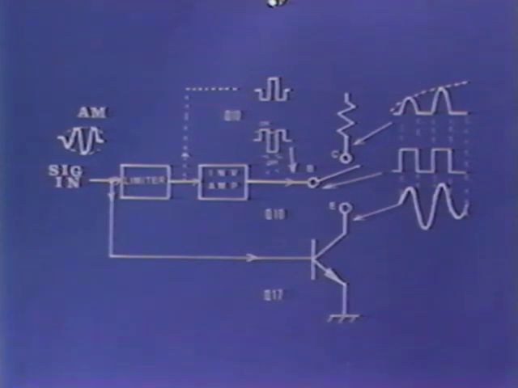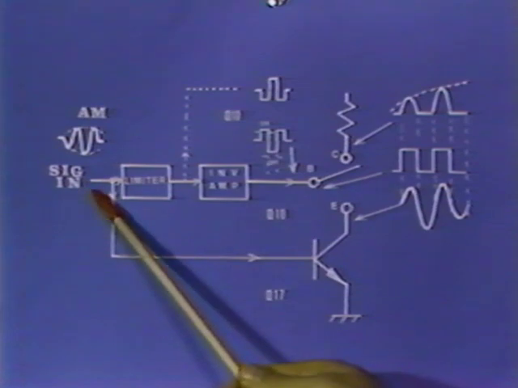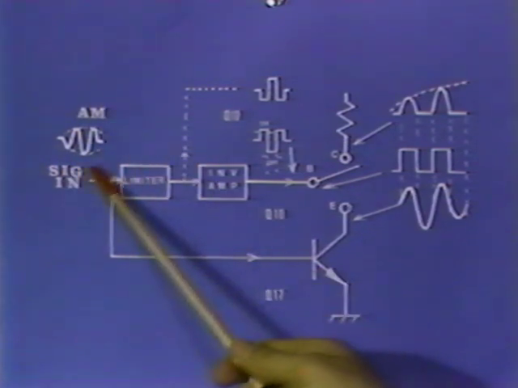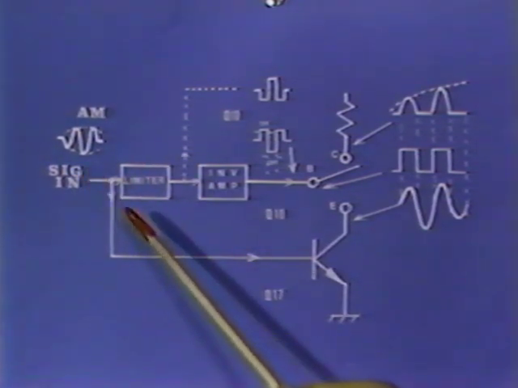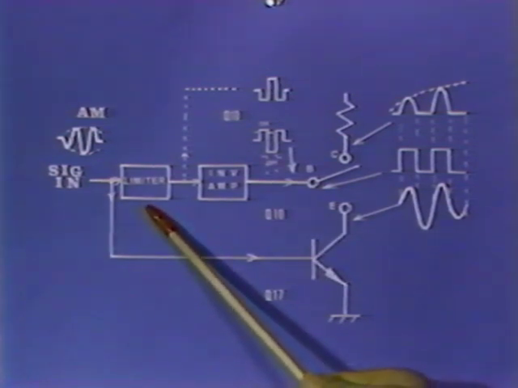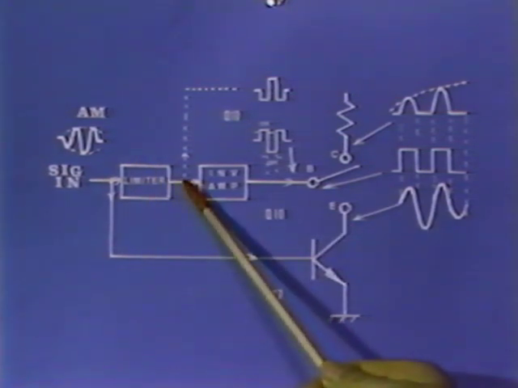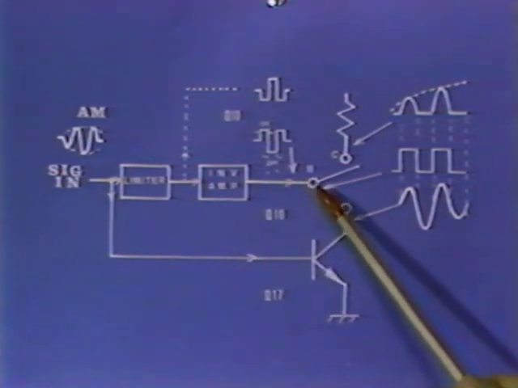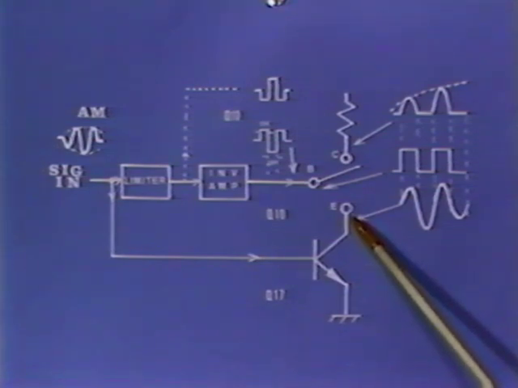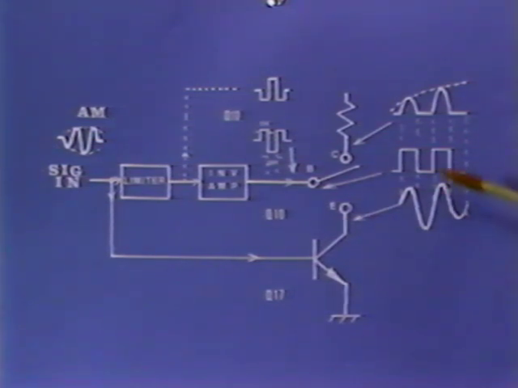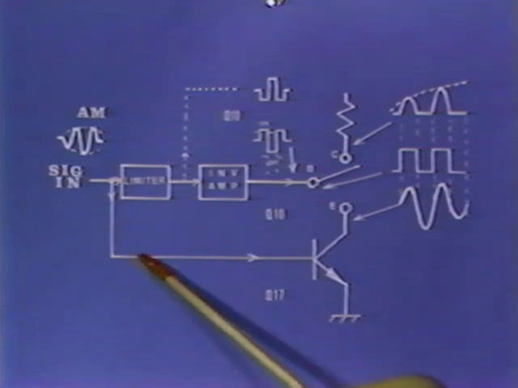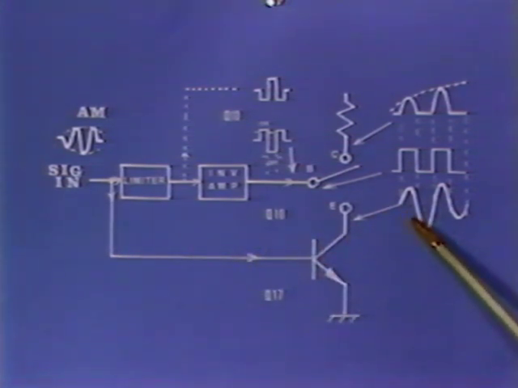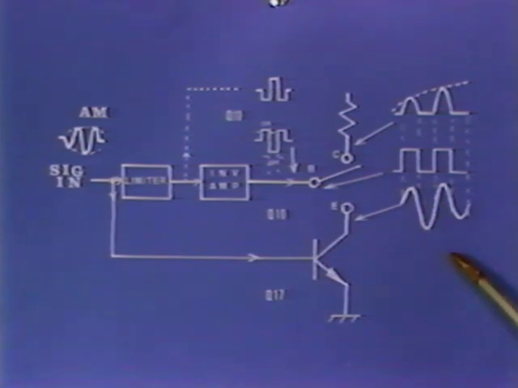This figure illustrates the operation of the synchronous detector. First of all, the input AM wave obtains the limiting sufficiently. This limiter's output is given to the Q10 base. By turning Q10 on and off, the AM wave applied to Q17 is detected. After passing the low-pass filter, the primary color image signal is obtained.